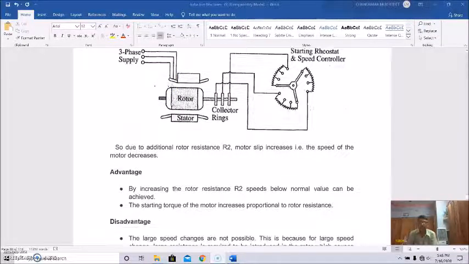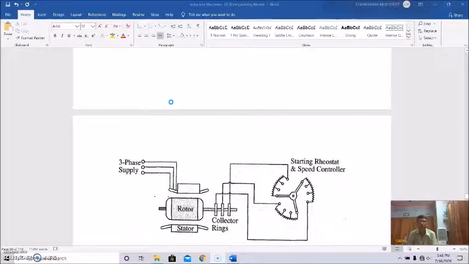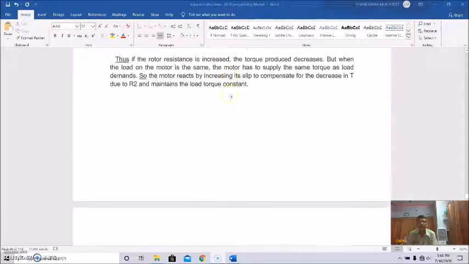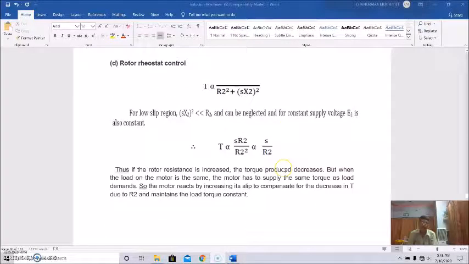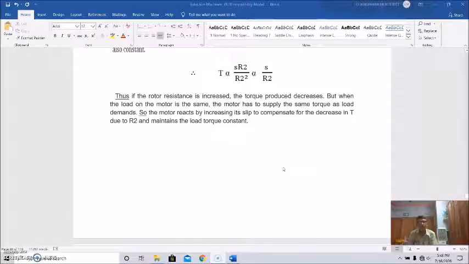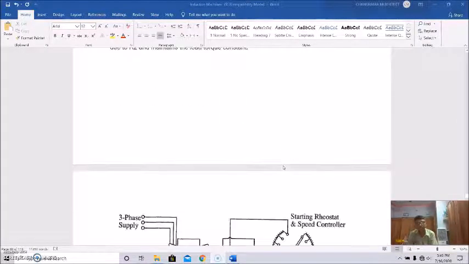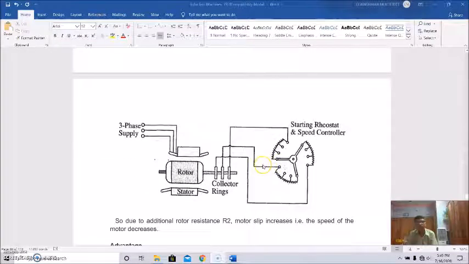And another is the rotor resistance control method, as I told you. This is possible only for slip ring or wound rotor induction motors, since for the squirrel cage induction motor no provision is there for the inclusion of external resistance in the rotor circuit. Due to large rotor resistance, losses will be more and efficiency will be reduced. Speed can be controlled below the normal value.